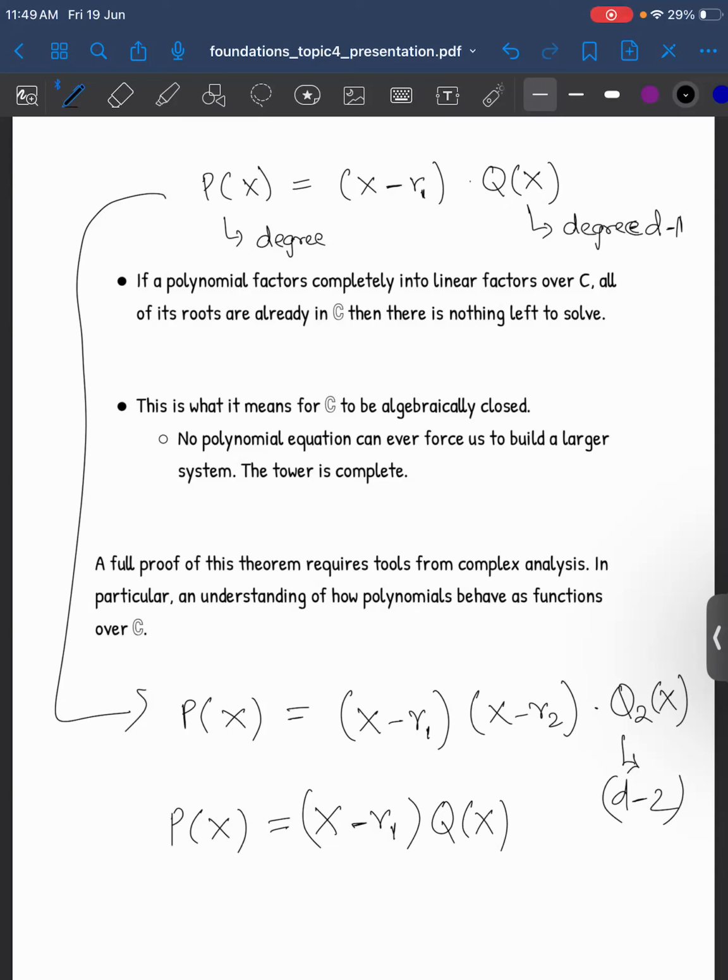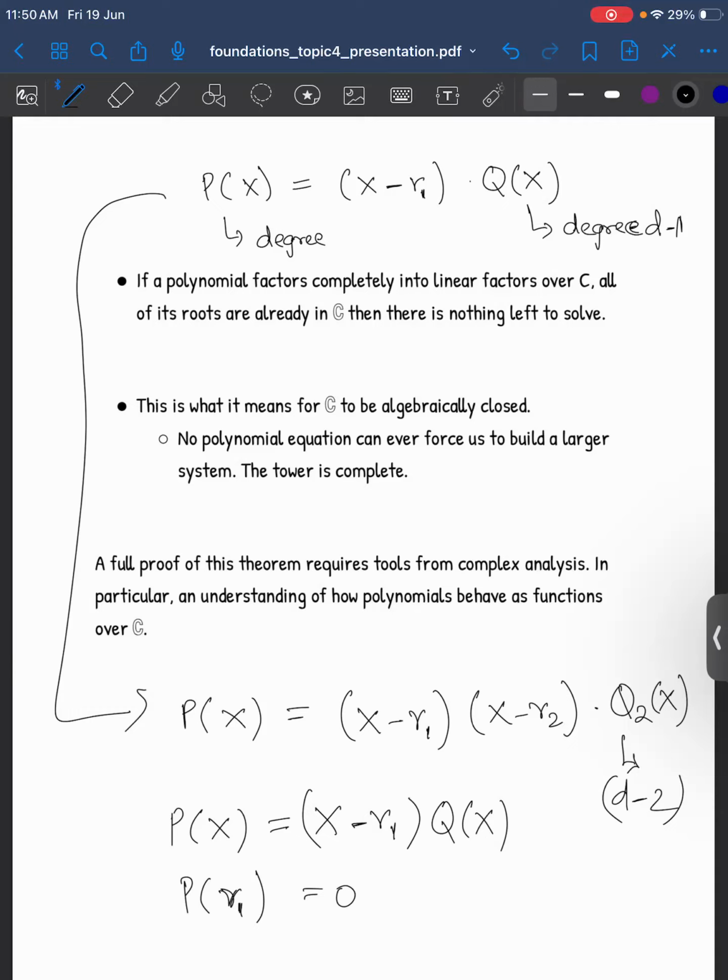If I put x equal to r1 in this expression, then p of r1 is equal to 0, which implies that r1 is a solution to this polynomial p of x, implying that r1 is a root. And since p of x can be completely broken down into linear factors, all the linear factors would eventually give you roots.